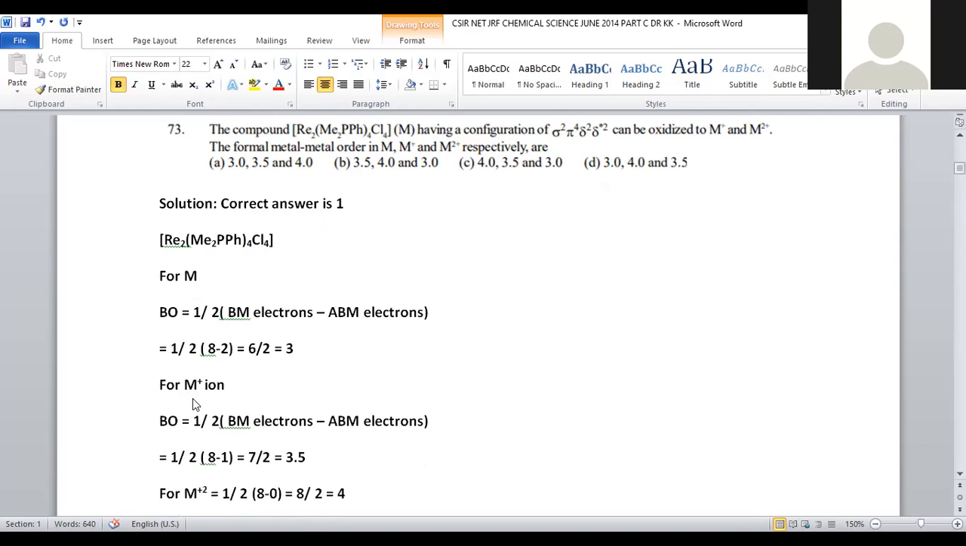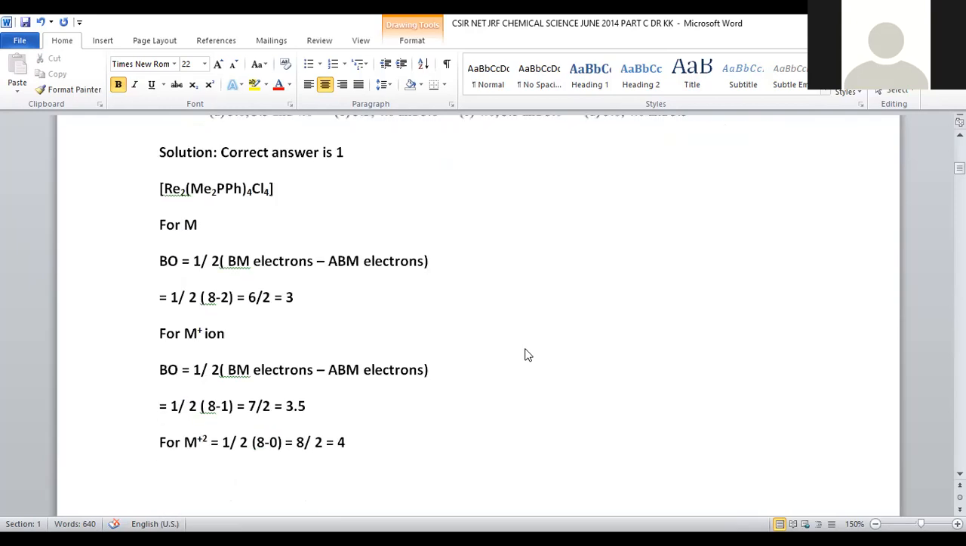Let us move on to M2+. M2+ means one electron got removed. Whenever we remove one electron from antibonding, the bonding electrons are still 8. In case of M2+, bonding electrons are 8 and antibonding electrons are 1 only, because one electron got removed. So here 7/2, which is 3.5, will be the bond order. So this is for M2+.